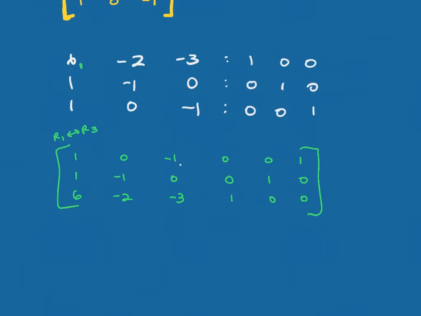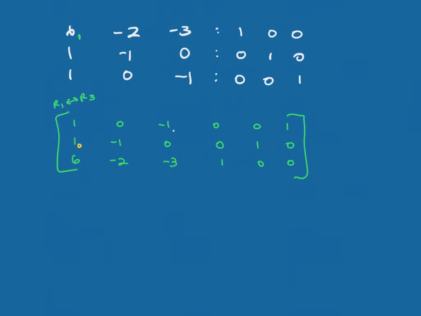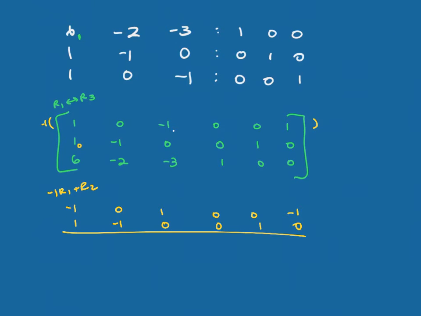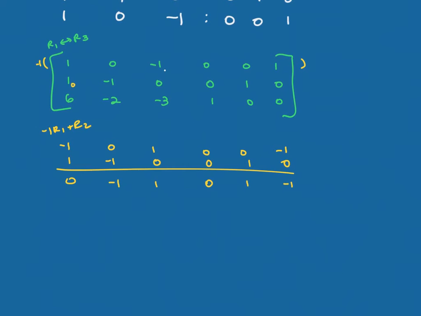Now I've got the 1 in that top left corner, which makes this a little bit easier. I want a 0 here. How do I do that? To get the 0, to get the 6, yes, but let's say we want to put the 0 where that 1 is. I could do negative 1 times row 1 plus that one, right? So negative 1, row 1 plus row 2. Negative 1, 0, 1, 0, 0, negative 1, 1, negative 1, 0, 0, 1, 0. This is 0, negative 1, 1, 0, 0, or 1, negative 1. And that replaces row 2.